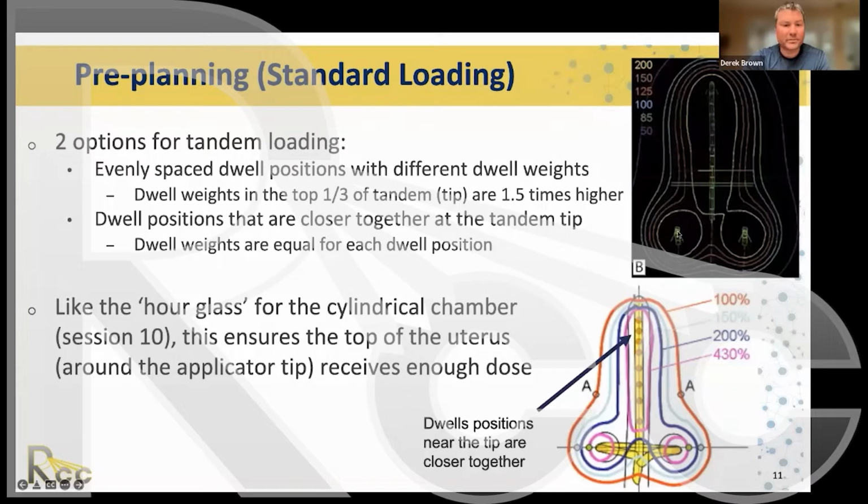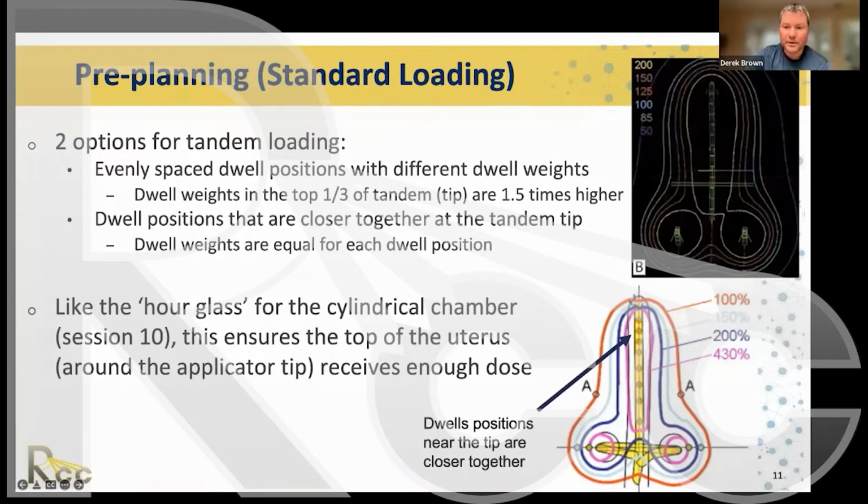And then we would go back to 15 seconds for our ovoids, and that would give us this sort of standard loading pattern. And then we would just normalize that 15 seconds and that 10 seconds, keeping the same ratios until our 100% isodose line hit our point A. Once we got there, we would stop. And that would be our standard plan for our tandem and ovoid, and that would always be a starting point for our tandem and ovoid treatments.